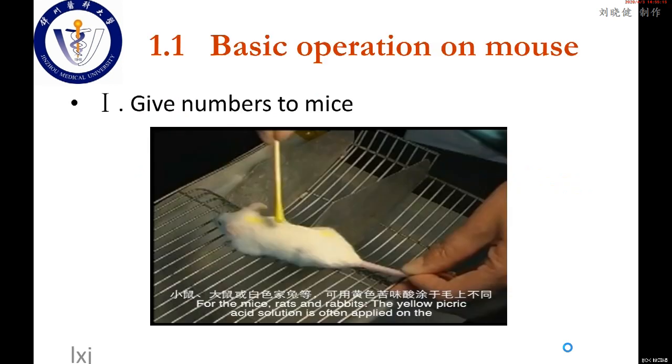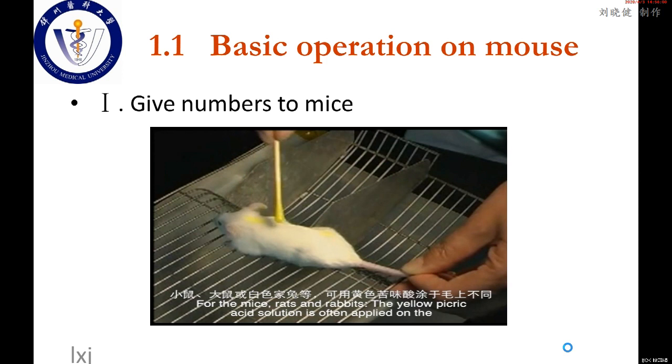Basic operation on mouse. During the experiment, you should observe what changes occur on the animals. And after the experiment, it is necessary to compare the changes caused by the experiment with those before the experiment. And mostly, you should compare differences in different animals with different disposals. So you must know well all the animals on which what you have done is respectively.